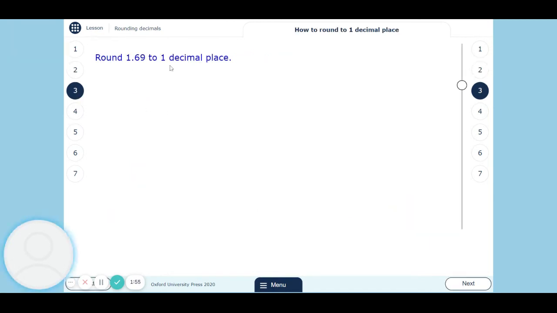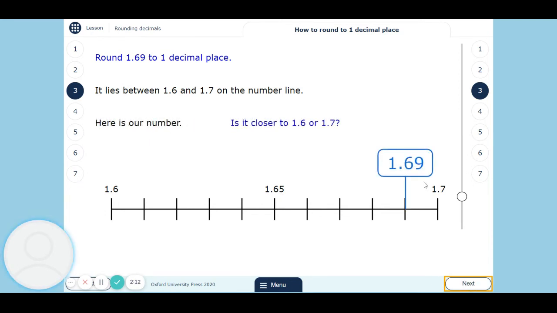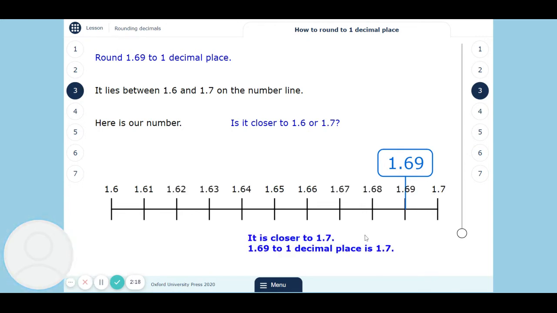Okay, so let's have a look at rounding something to one decimal place. So this number, 1.69, lies between 1.6 and 1.7 on the number line. There's 1.65, which is halfway between, and if we mark on where 1.69 is, you can see it's much closer to the 1.7. So to one decimal place, it's 1.7.